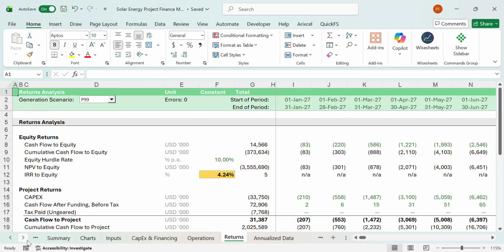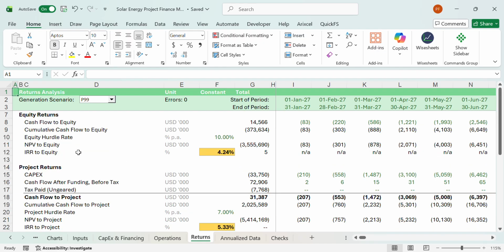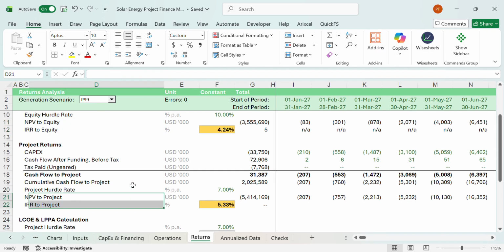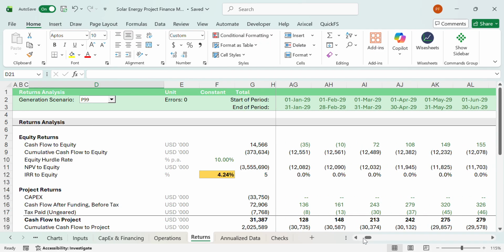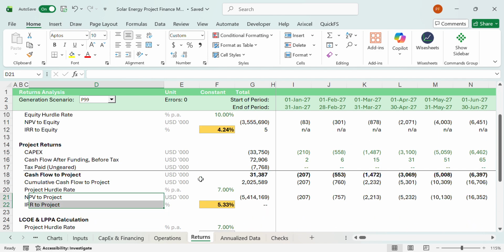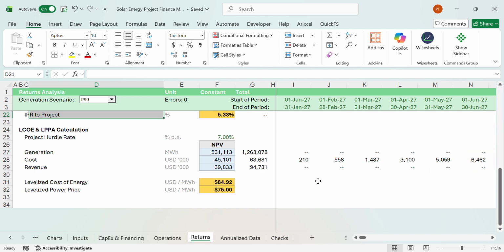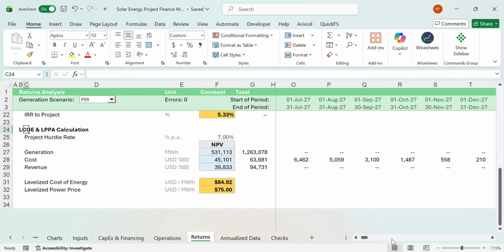Next tab is returns, where we can find the equity returns and the project returns. We will have the IRR and NPV for both equity and project. So this is a sort of summary tab for the returns, and we can see it by month. And then of course we can find the levelized cost of energy and levelized power price, again by month and then overall.